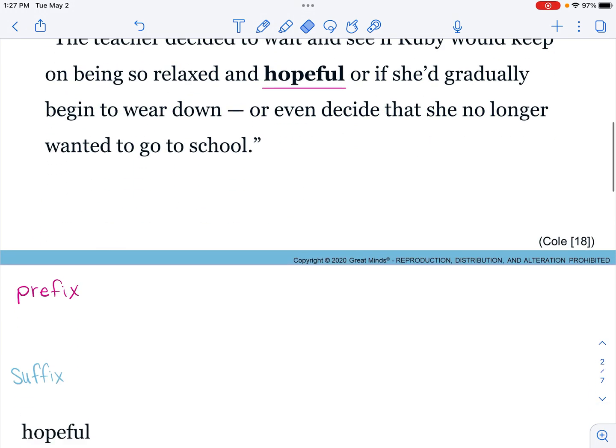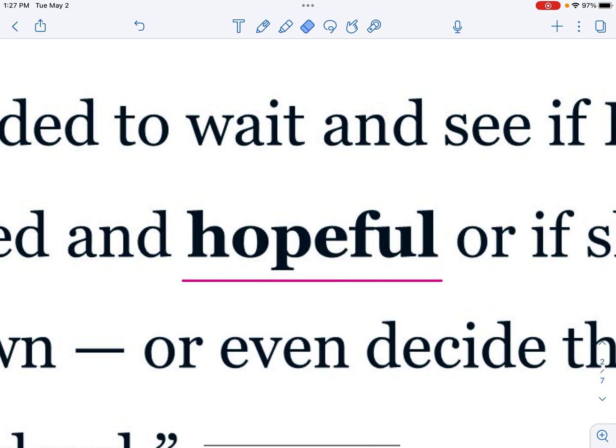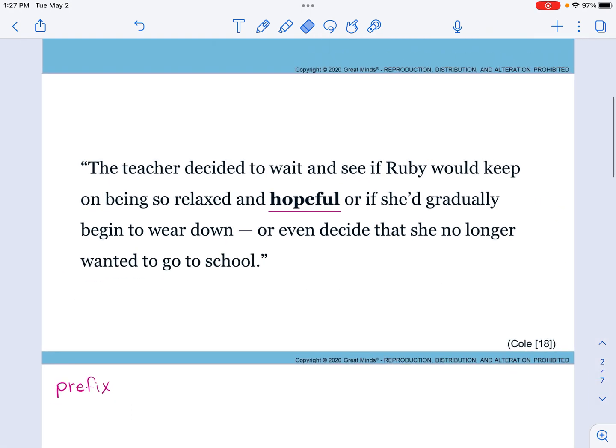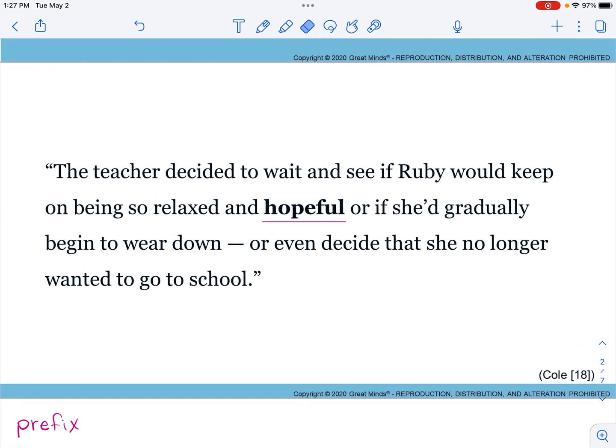The word that we have underlined is hopeful. The word hopeful is describing Ruby in this paragraph. It's also an adjective because it is describing a noun. Remember, a noun is a person, place, or thing. Ruby is a person, so the word hopeful would be an adjective because it's describing Ruby. In the word hopeful, you can see the word hope.